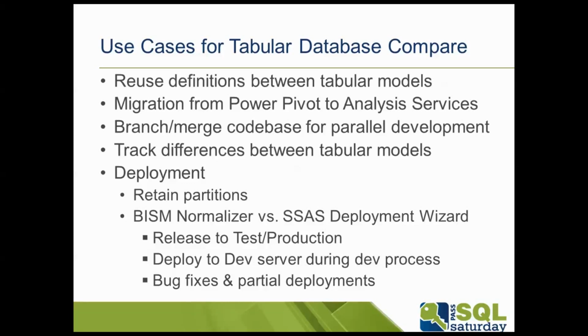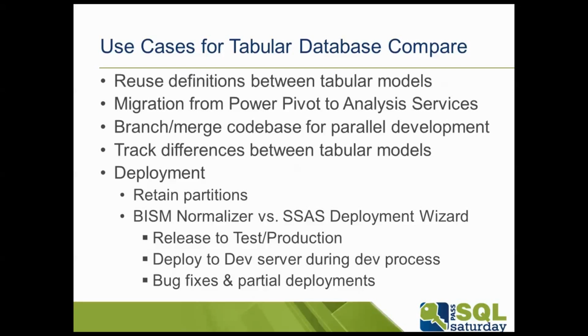Now, I want to deploy to the development server from Visual Studio. It doesn't make sense to use the deployment wizard in that use case. And I also want to retain partitions on the development server because I want to make sure my partitioning code is working before I deploy it, and I want development to match up with test and production as much as possible. So that's a pretty big use case.